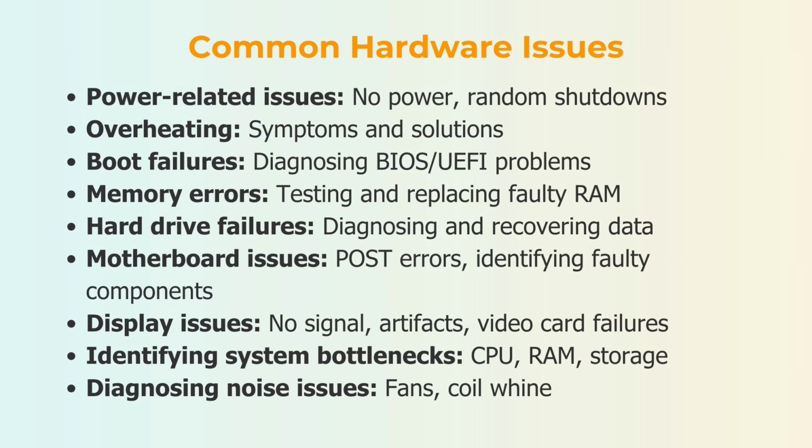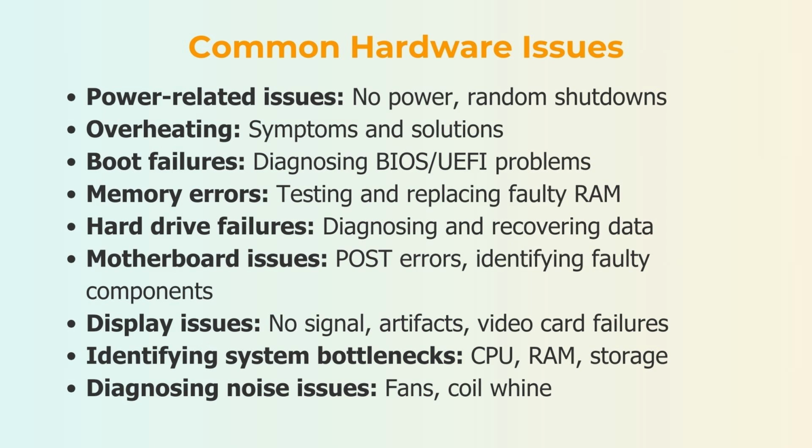Hardware issues can cause a wide range of problems, from a system that won't power on to components that overheat or fail. Power-related issues, such as no power or random shutdowns, are often caused by problems with the PSU or power connectors. Overheating can lead to system crashes or slow performance, so it's important to check that fans and cooling systems are working properly. If the computer fails to boot, BIOS, UEFI settings, or POST errors might be the cause. Adjusting the boot order or checking for faulty hardware may resolve the issue.